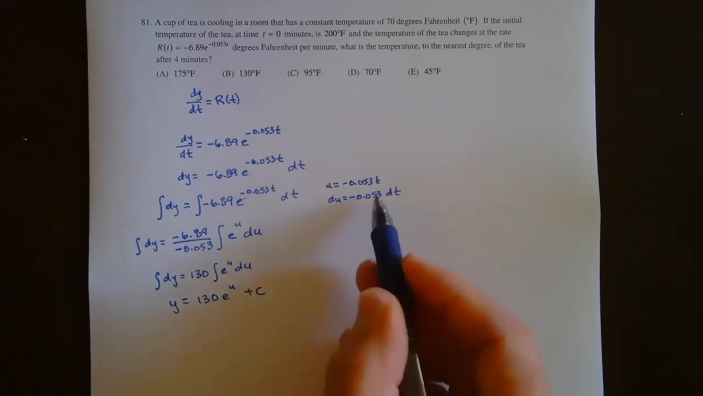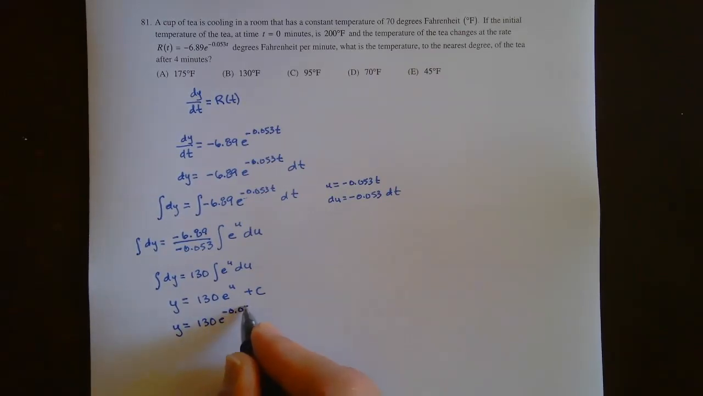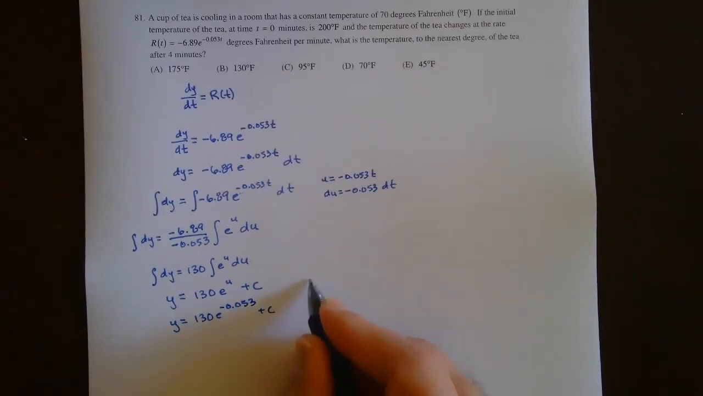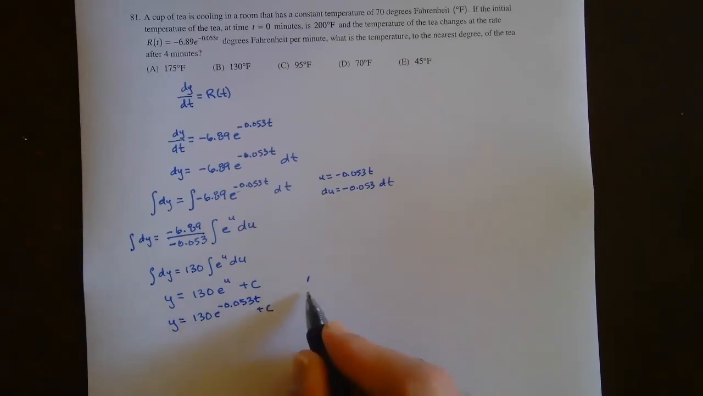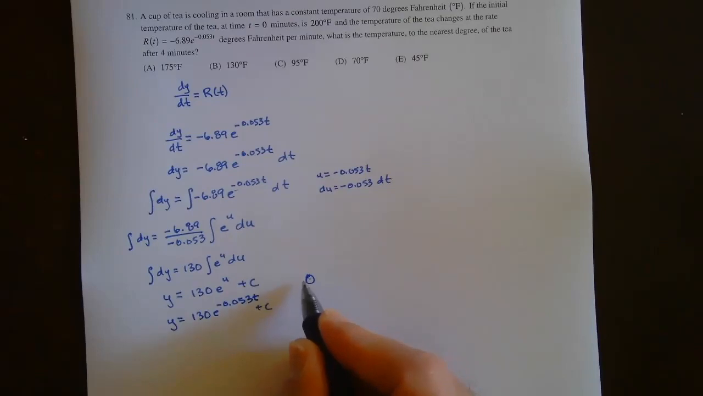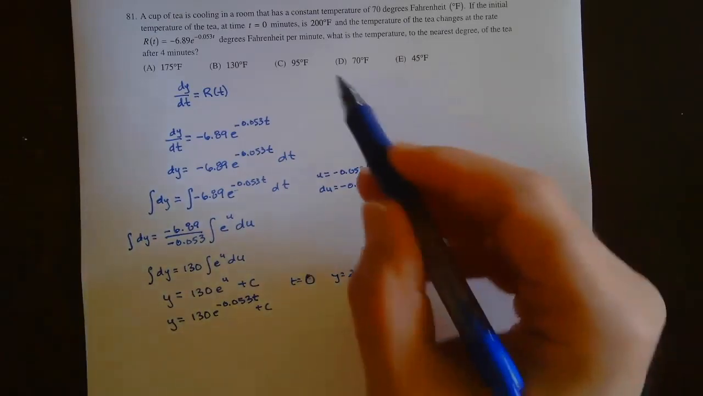And this u gets switched back to negative 0.053 t. So y is equal to 130 e to the negative 0.053 t plus your c, right? Now I know that when t is equal to 0, y would have to equal this 200, because that's the initial value that they gave you up here.